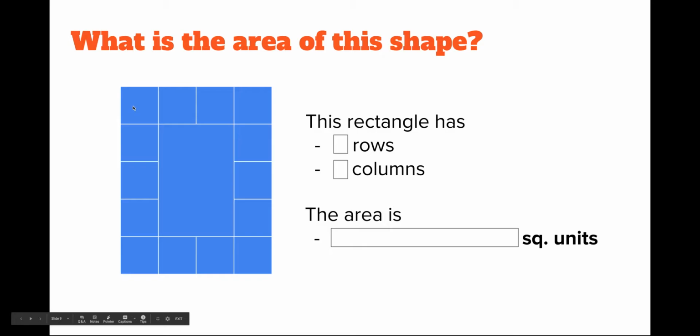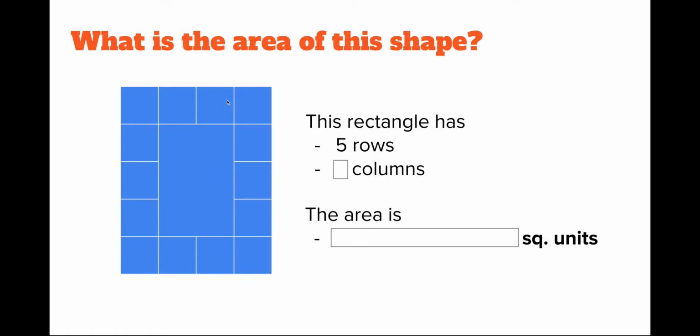Let's count the rows. 1, 2, 3, 4, 5. And I'm counting down a column, but what I'm really doing, remember, is counting up the row. So there's 1, 2, and when we got down, it was 1, 2, 3, 4, 5. 5 rows. Let's do the columns.